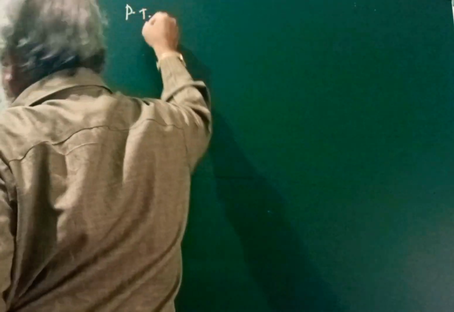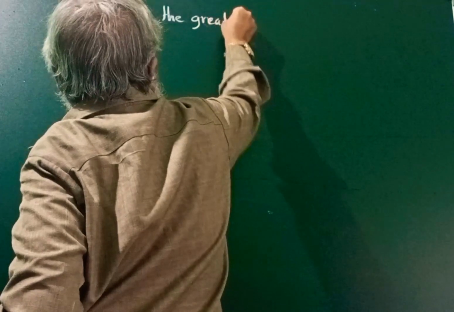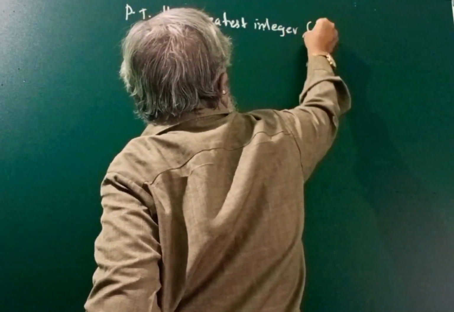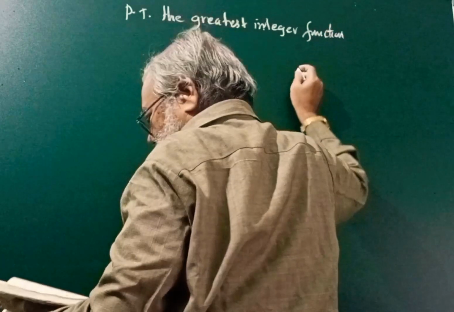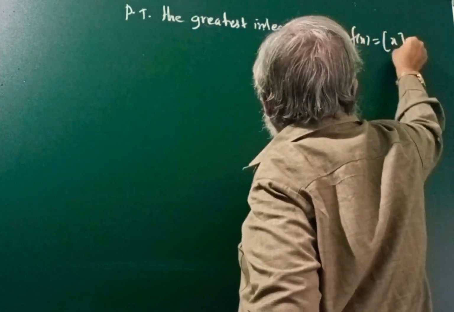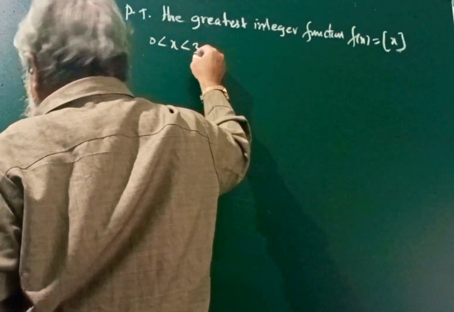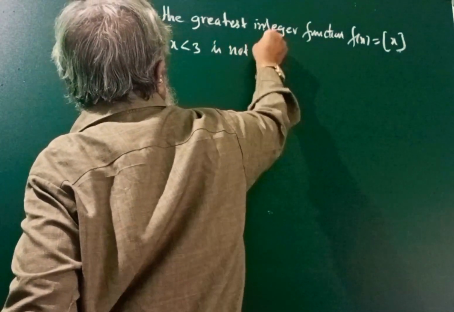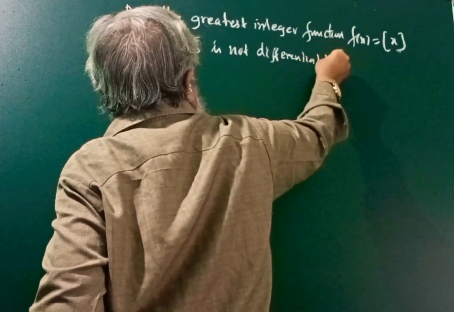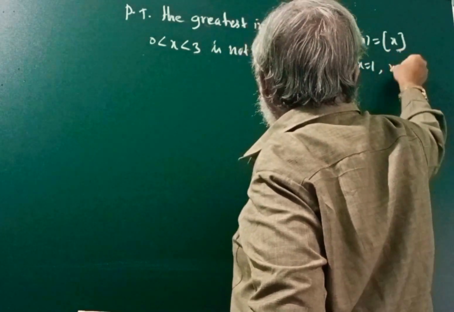Prove that the given function, the greatest integer function f(x) is equal to the greatest integer function of x, where 0 is less than x is less than 3, is not differentiable at x is equal to 1, x is equal to 2.